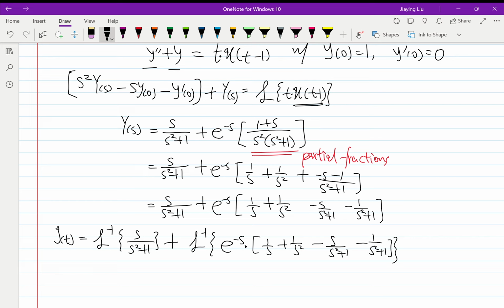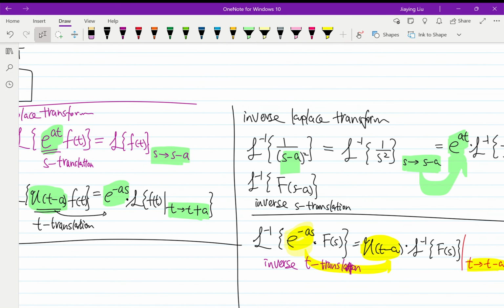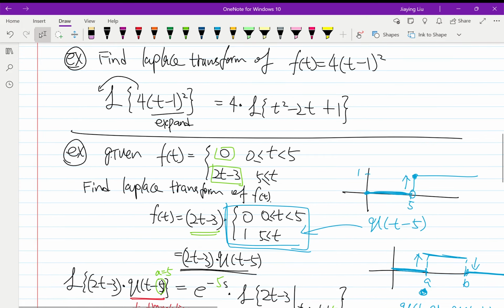What do we do with this one? This is e to the negative s times something, and then we're looking for the inverse Laplace transform. Which rule do we use? Not the s-shifting, because it's e to the negative s in there. So that's e to the negative as times something, or we use the inverse t-translation. But obviously, it doesn't matter the name as long as you know the correct one, right? So, last line, I promise you that I'm going to let you go.